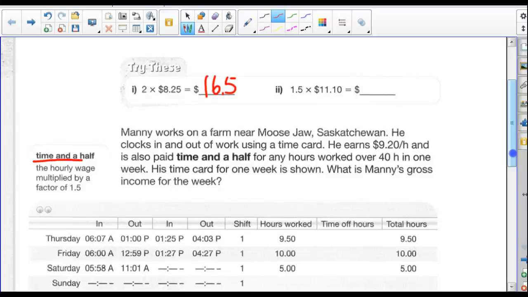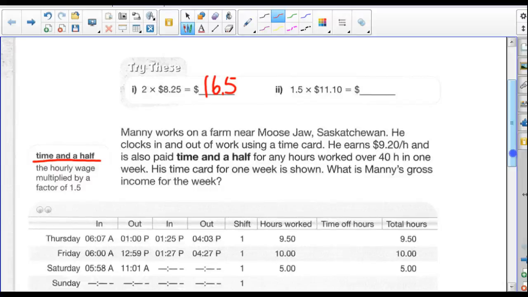Time and a half, as you can see right here, just means your regular wage of 1.0 and adding another half the amount to it of what you would make per hour, so it's 1.5. Sometimes you make double time, that just means taking your wage and multiplying it by 2. So let's do this first little example here.